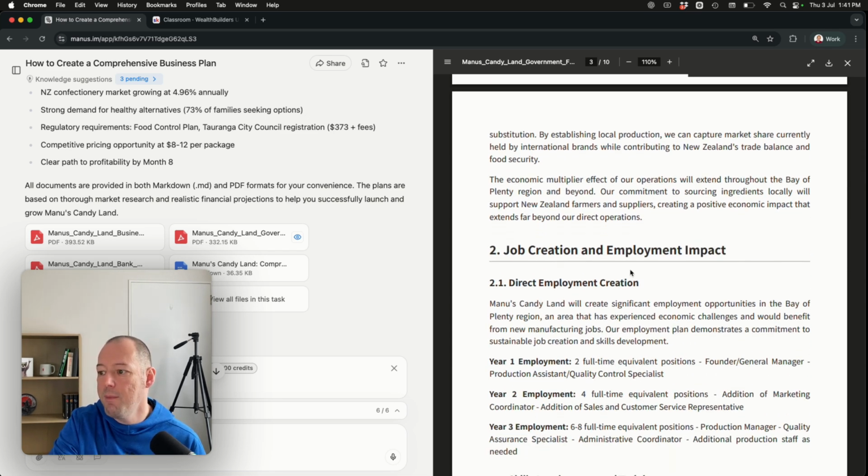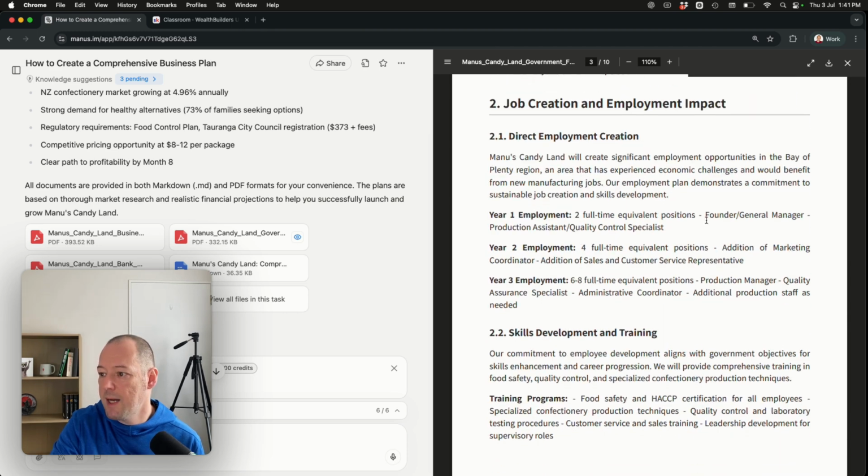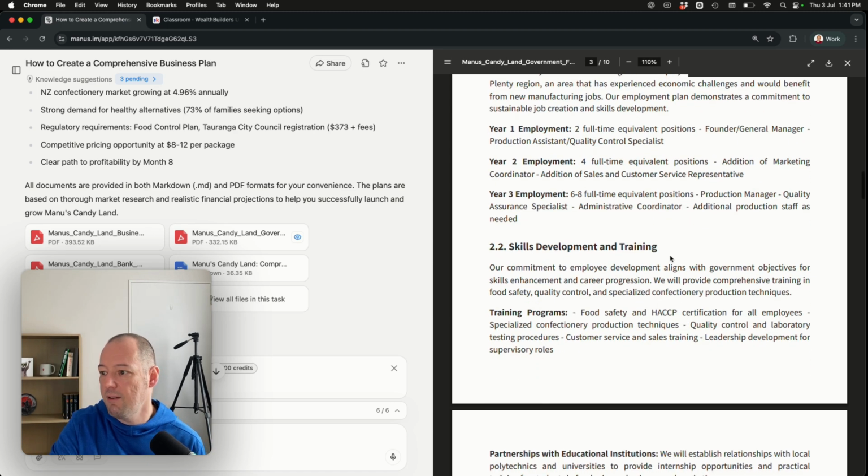Job creation and employment impact. The government wants to know that you're building something that is bigger than just you, that you can provide jobs for other people and take care of people who might currently be unemployed. This is amazing, telling the government, hey, if you actually support me in my endeavor, in 3 years, I'm going to have 6 to 8 full-time employees in my business. So you're not just paying your taxes and taking care of you and your family, having an impact on the health of your community, but you're also employing people in your business. Skills and development and training.